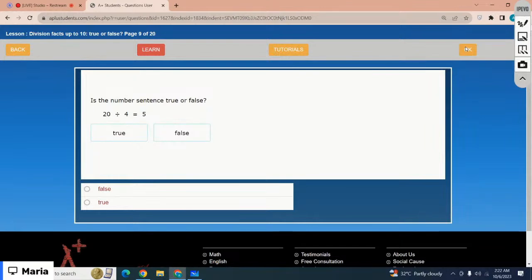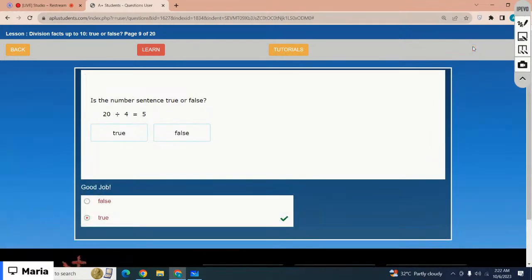The correct option is 20 divided by 4 equals 5. Yes, that would be true, right? Very good.